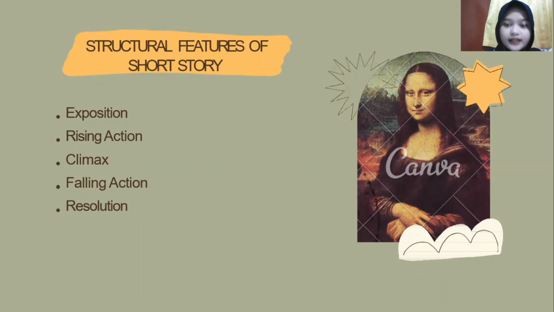The last one is resolution. So, resolution is when the conflict has been resolved. The resolution is the end of the story and it occurs after the falling action or the climax. It is when you learn what happens to the characters after the conflict is resolved.